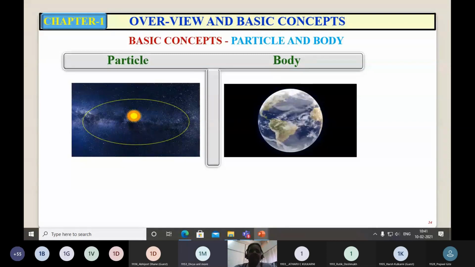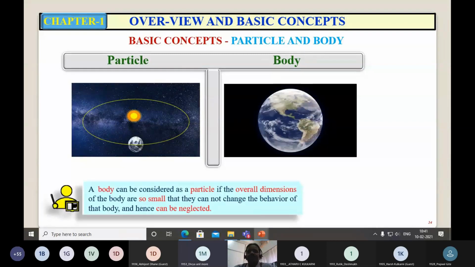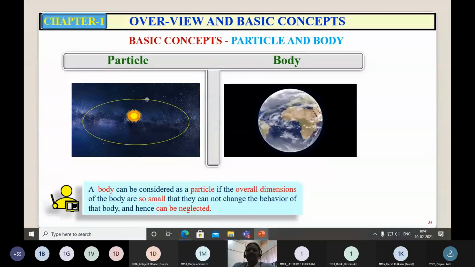Sir, if it's a deformable body, then we'll be considering it a particle or anything according to the situation, right? If it is a deformable body, then there is no question of a particle. The moment you are saying body, whether it is rigid or deformable, you cannot treat it as a particle. Okay, right.